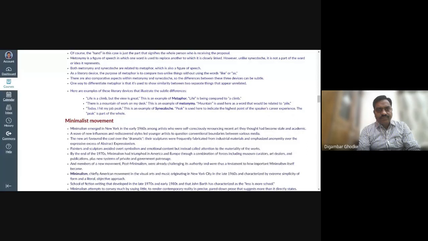Today, I hit my job peak. Okay, so this is an example of synecdoche. Peak is used here to indicate the highest point of the speaker's career experience. Peak, one point, one part of his job. That is the highest point. So peak is the part of the whole. The mountain has a peak. It is a part of the whole. So in synecdoche, a part is used to refer to the whole. Just now I told you, hand is used to refer to the entire person, the person itself. So this is how we can understand the difference.